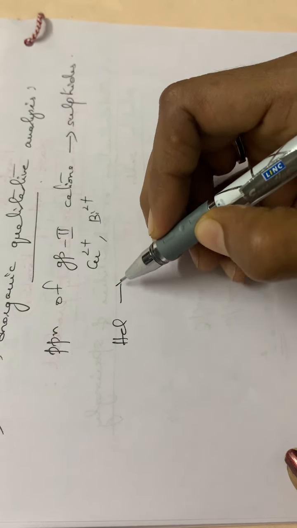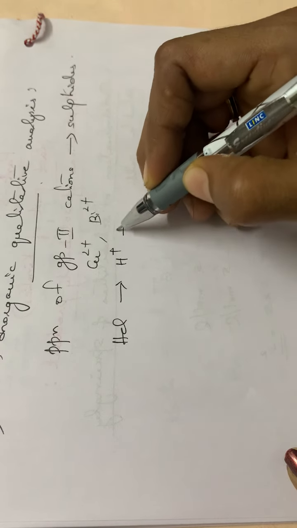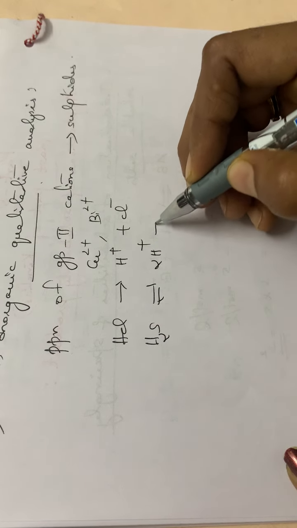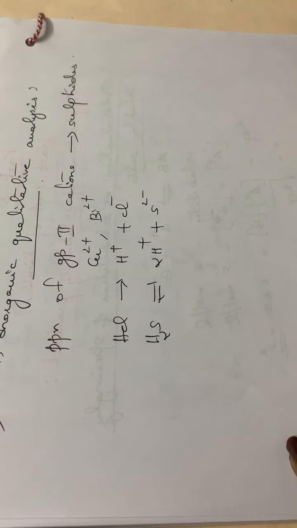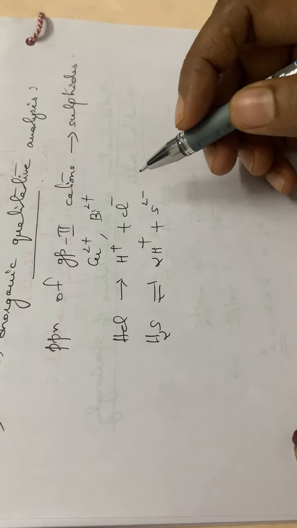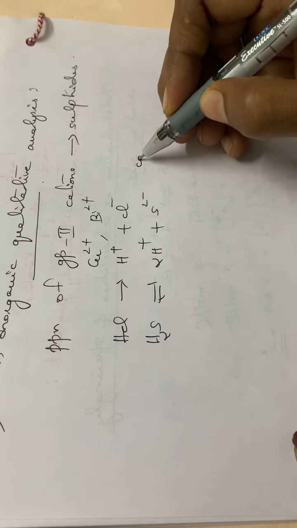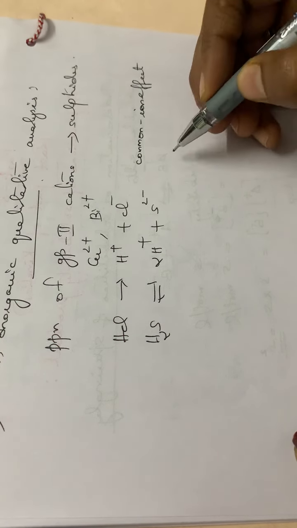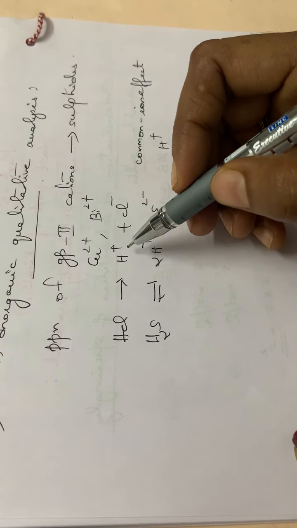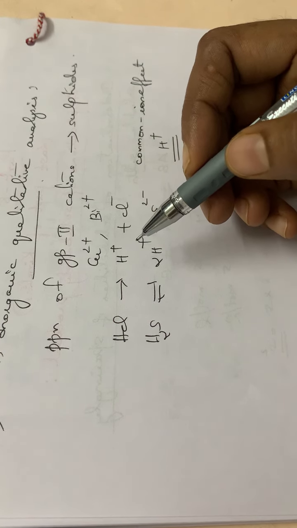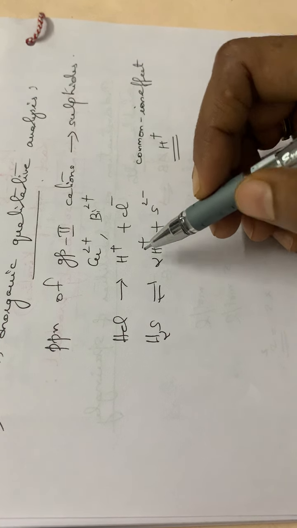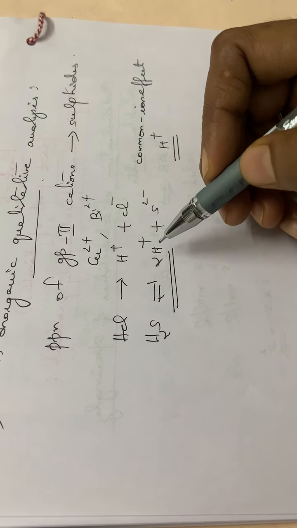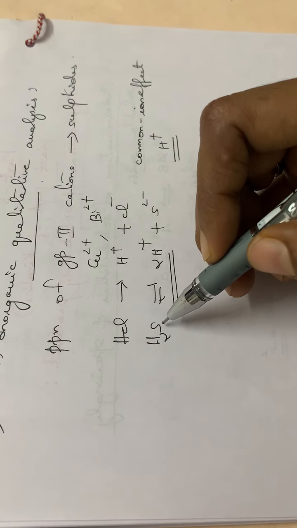So HCl will be ionizing as H plus and Cl minus, and H2S will be ionizing as 2H plus and S2 minus, isn't it? So what is the phenomenon working out here? This is the common ion effect. Which is the ion in common? H plus is the ion in common. So while we are adding HCl, the presence of HCl affects the dissociation of hydrogen sulfide. In both cases H plus is there, so it will suppress the dissociation of the weak electrolyte.